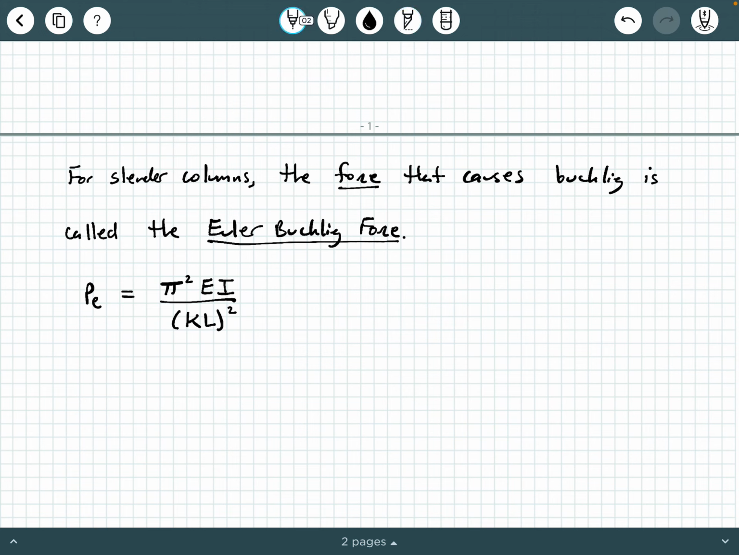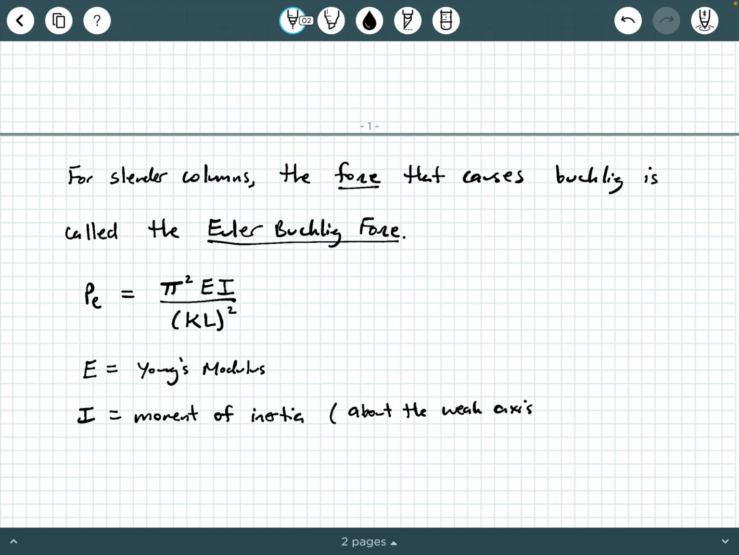Now, pi is pi, that's 3.14159, etc. What are these other terms? Well, we should be familiar with them. E is Young's modulus, or modulus of elasticity. I is a moment of inertia. Now, in later videos and in later courses, you're going to do a little bit more about which moment of inertia will be utilized in this formula. But for now, we're going to label this as the moment of inertia about the weak axis.